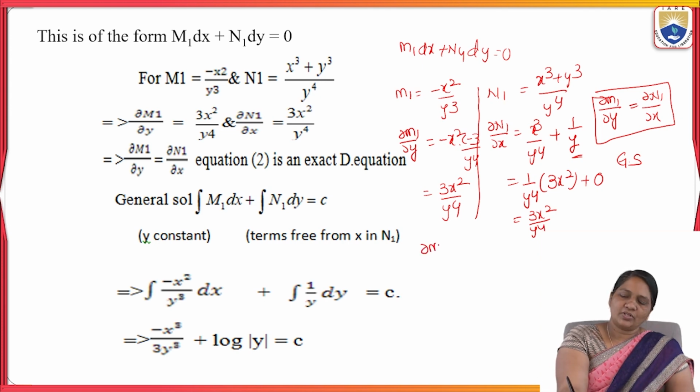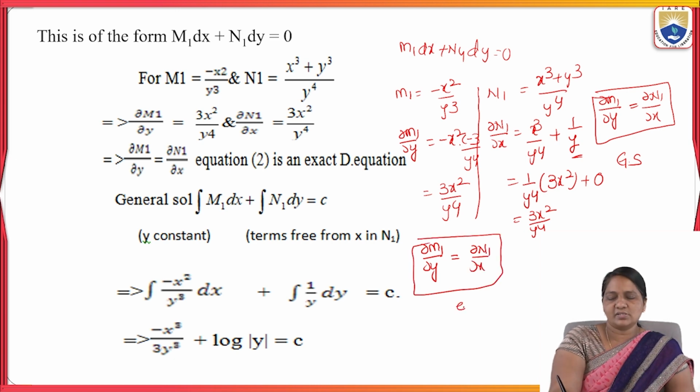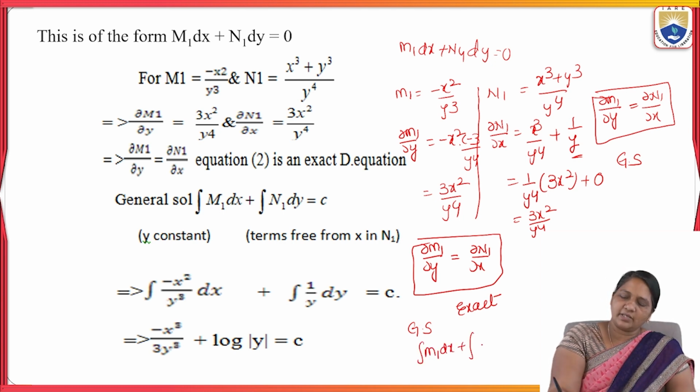So here dou m1 by dou y is equal to dou n1 by dou x. This is equal, so we can say that this is an exact differential equation. What is the procedure we follow after the exact differential equation? We are going to calculate the general solution. What is the general solution? Integral m1 dx plus integral n1 dy equal to c.